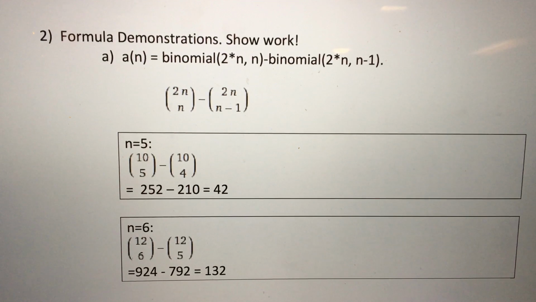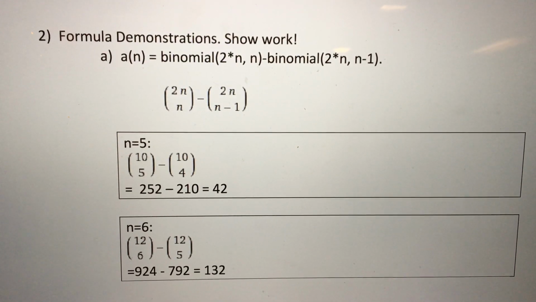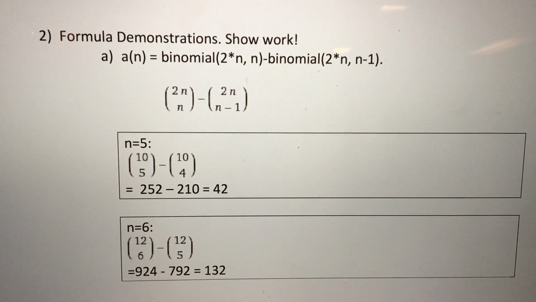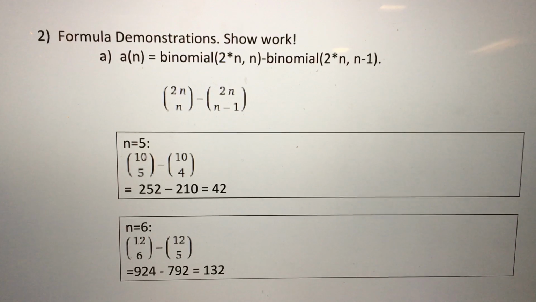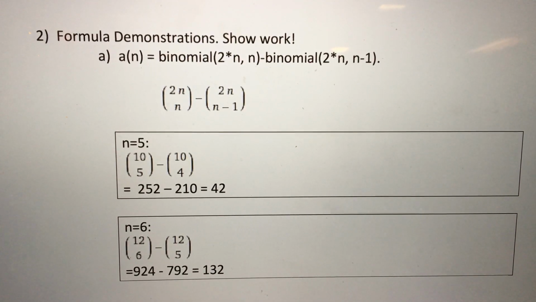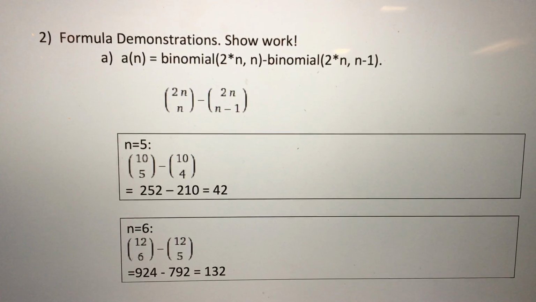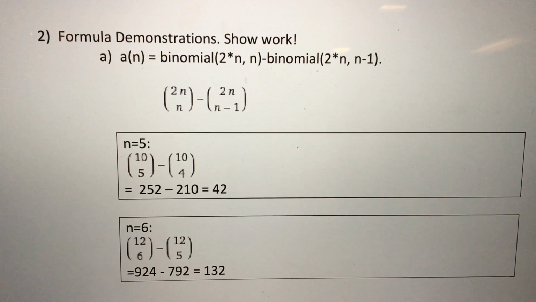The hardest part about it is probably the fact that the OEIS sometimes uses just pure text to type out the formula, and that means you have to translate a little bit occasionally. For instance, the word binomial there means it's using the combinations. So binomial 2 star n comma n is the same thing as 2n choose n.